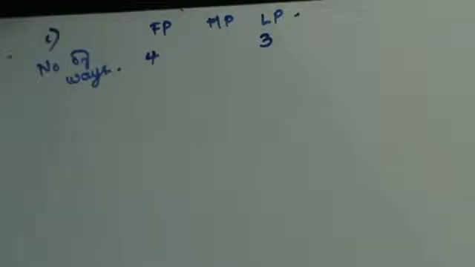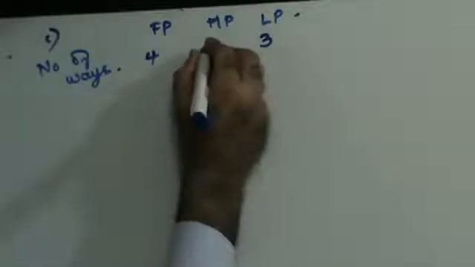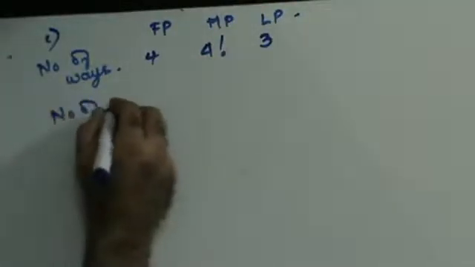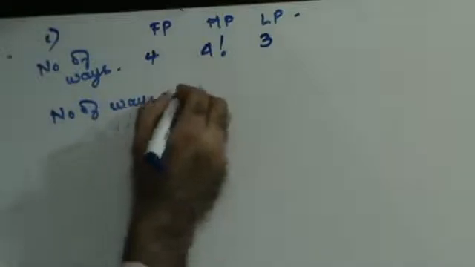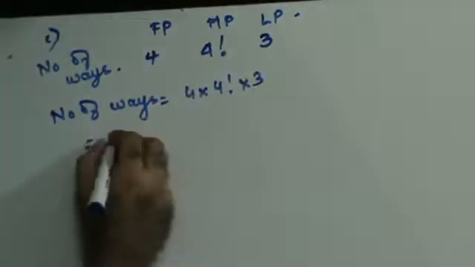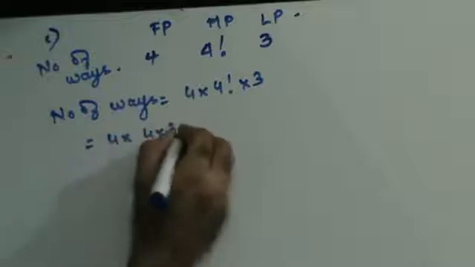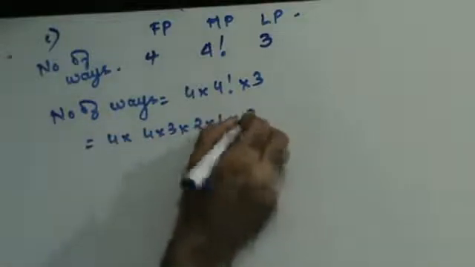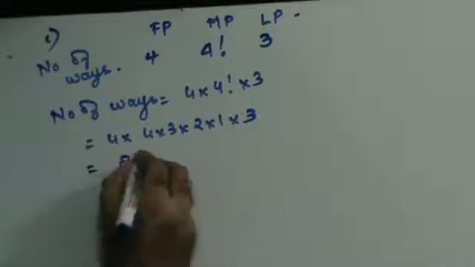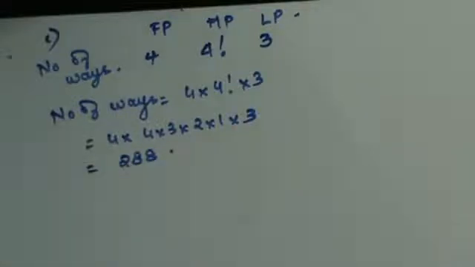4 places, 4 letters can be filled in 4 factorial ways. So number of ways is going to be 4 into 4 factorial into 3. So 4 into 4 into 3 into 2 into 1 into 3. So when you multiply this, you will get this answer as 288 ways. There are 288 different words that can be formed which begin and end with a consonant.